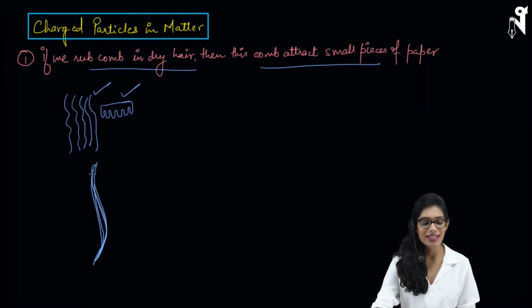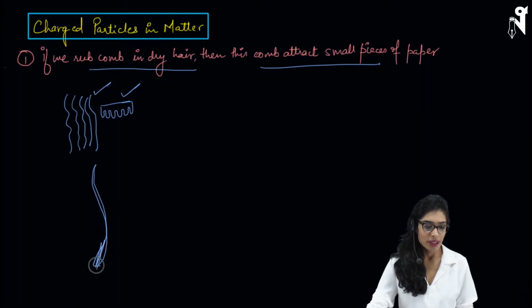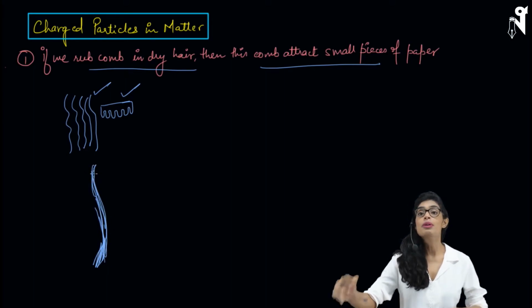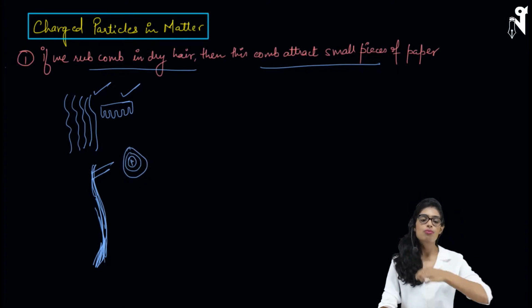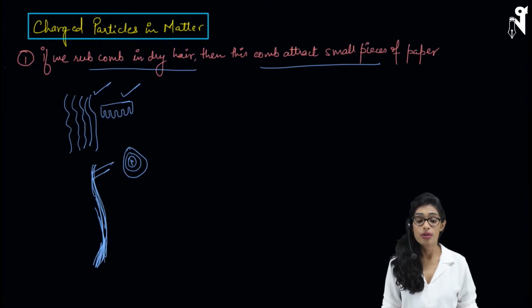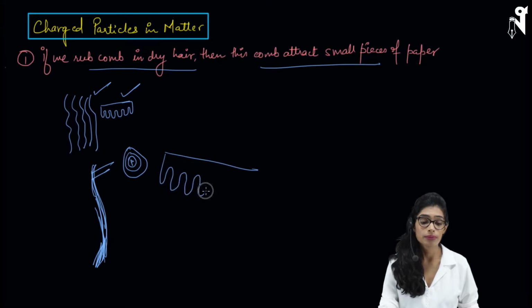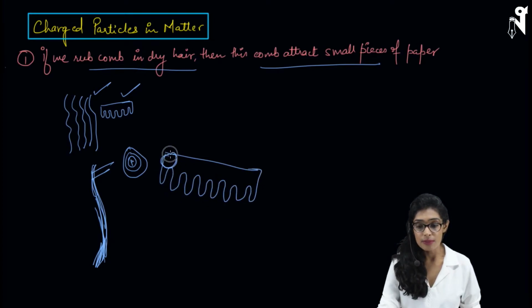Let's say this is just one single strand. I'm just spoiling the strand, by the way. This is a zoomed picture of a strand, and in that strand there is an atom. In fact, there are a lot of atoms which have combined to make this hair strand. As well as when you talk about the comb, it also has atoms inside it.